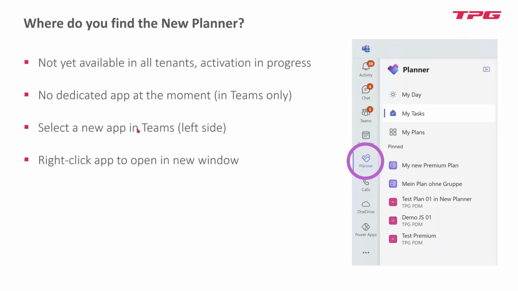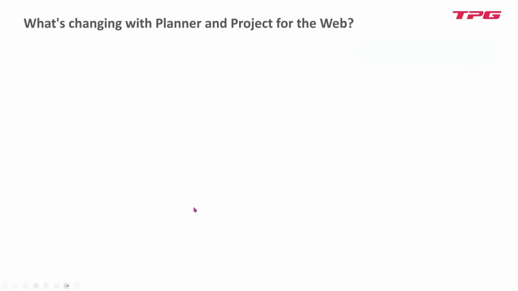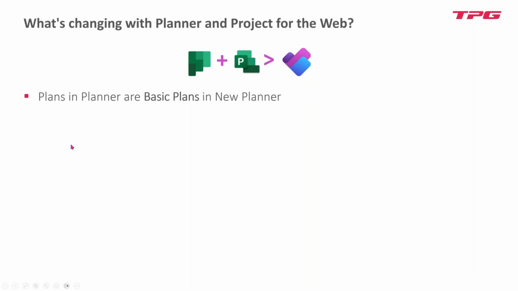Thanks for this. So how to move on? What's changing with Planner and Project for the Web? I've seen in the first survey that there was no one who has used Project for the Web already. I don't know if meanwhile someone has joined who does, but let's have a look at some feature comparison. So these two apps come together in the new one. Plans in Planner are basic plans in New Planner. So a plan is a plan, but now it is a basic plan.